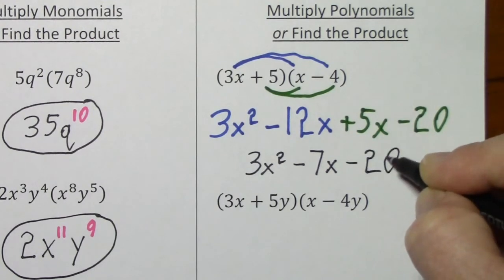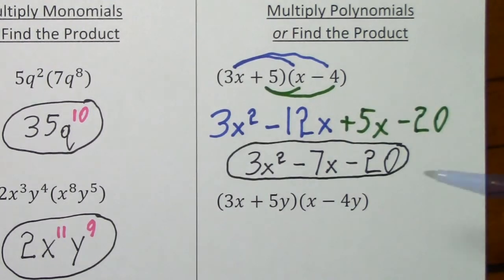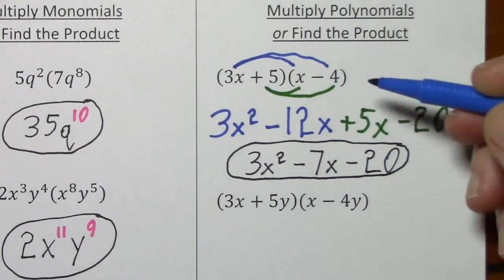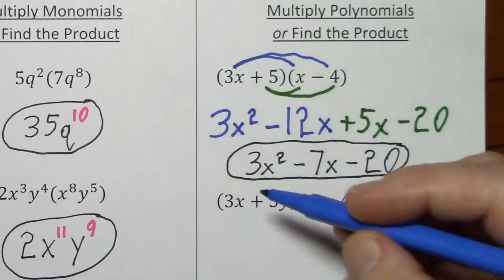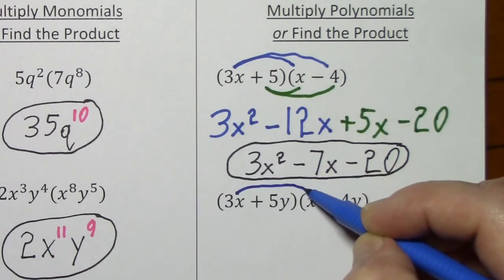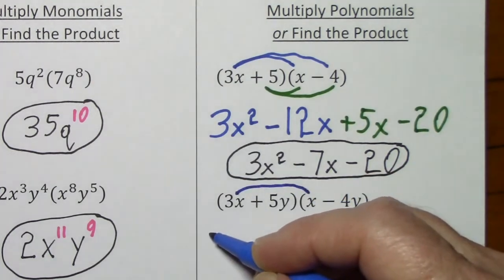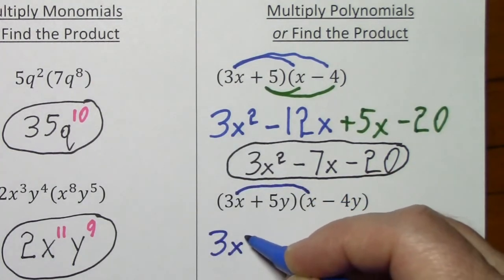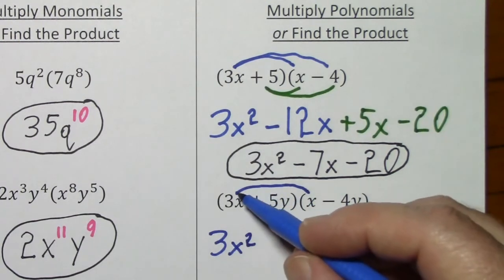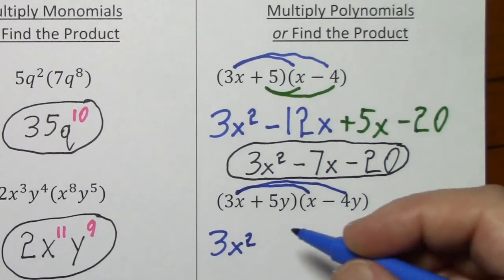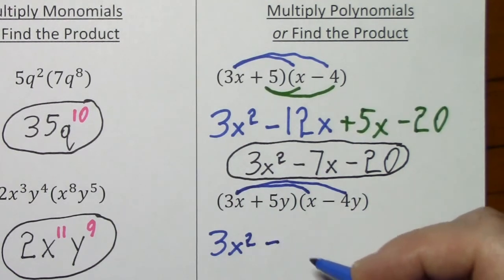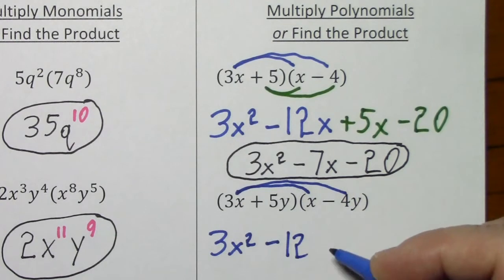Notice this example's very similar to the one above, except that we have a y here and here, where we didn't up above. So it'll be 3x times x, 3x times negative 4y, negative 12xy.